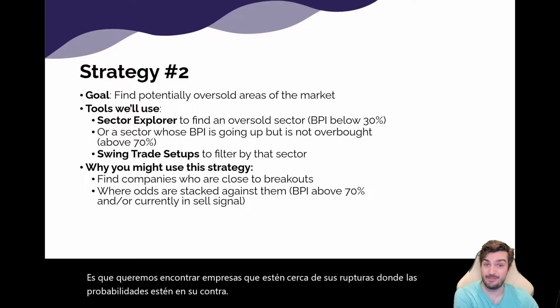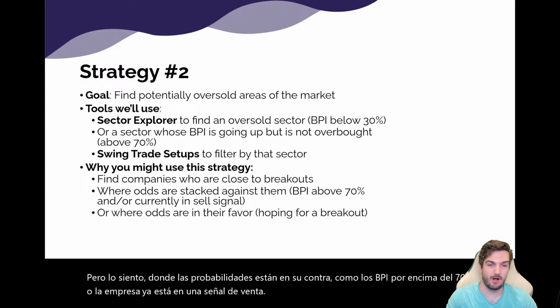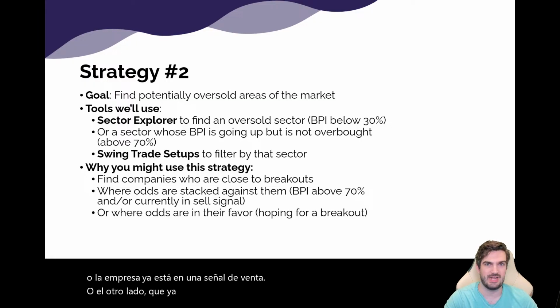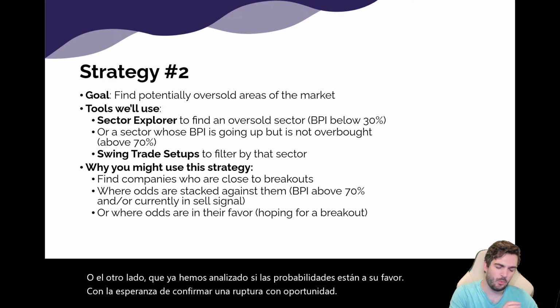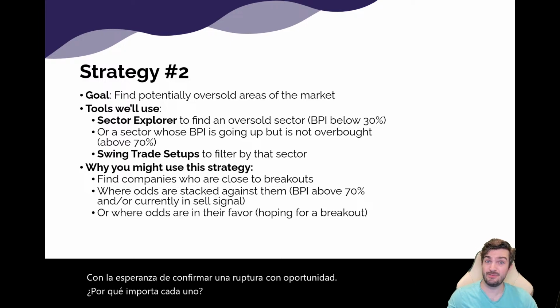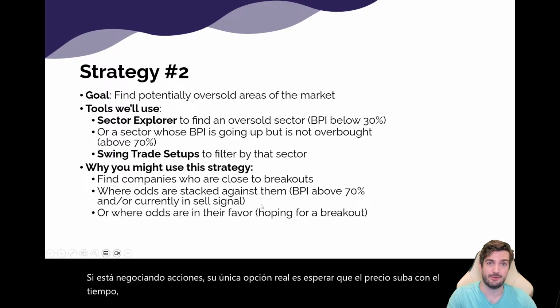where the odds are either stacked against them, like the BPI is above 70%, or the company is already in a sell signal, or the other side, which we've already looked at, if the odds are in their favor, hoping to confirm a breakout with opportunity. Why does each one matter? Well, if you're trading stocks, your only real option is to hope that the price goes up over time. So there, you're probably looking for things where the momentum is in your favor.